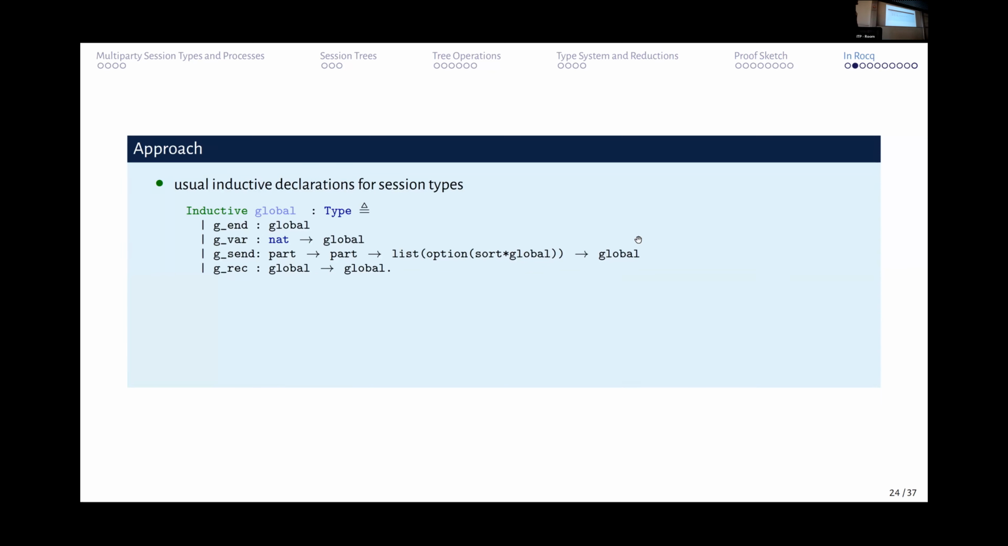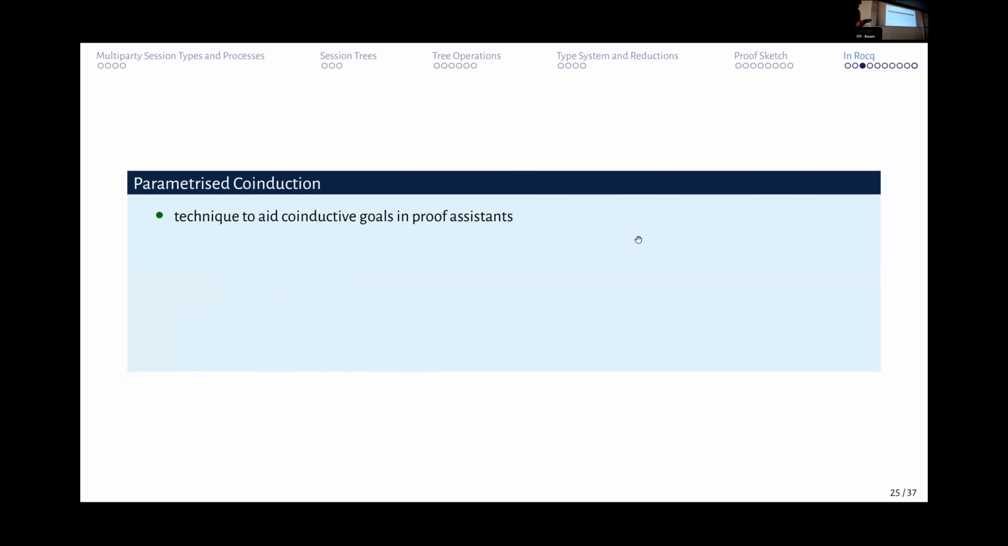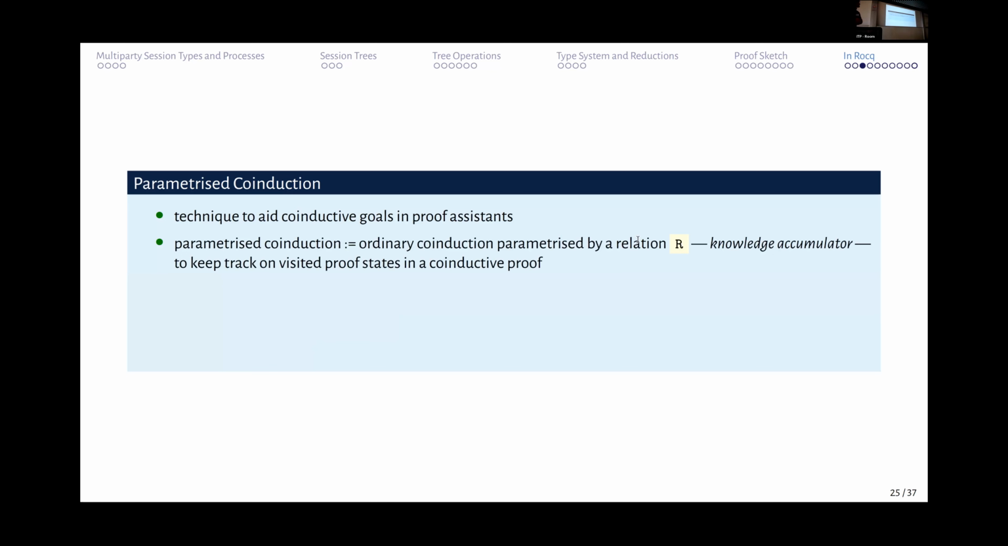So global types are implemented using inductive definitions, and then global type trees are defined co-inductively. Instead of using function types, we use a list because, for the sake of our proofs, this made it simpler. And then when we're working with co-inductive proofs, we use parametrized co-induction, which is the standard technique that we use when working with Coq proofs.